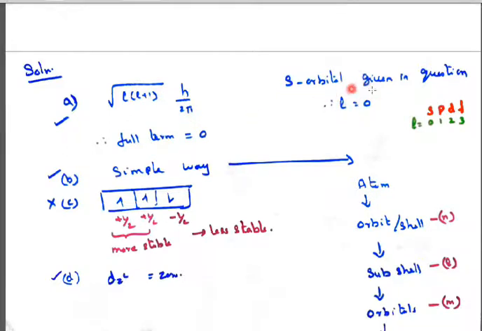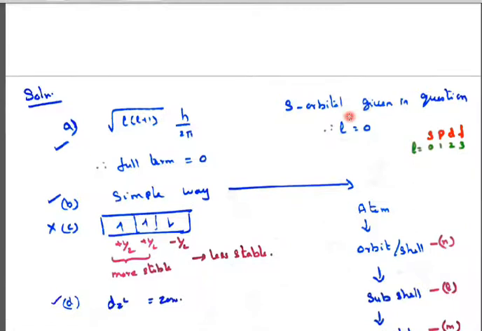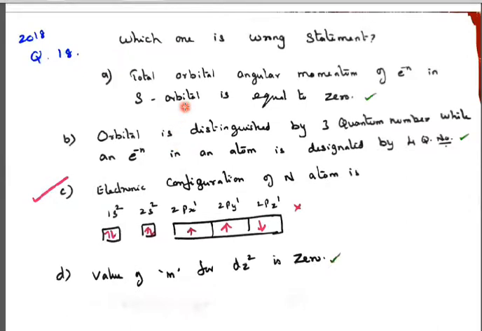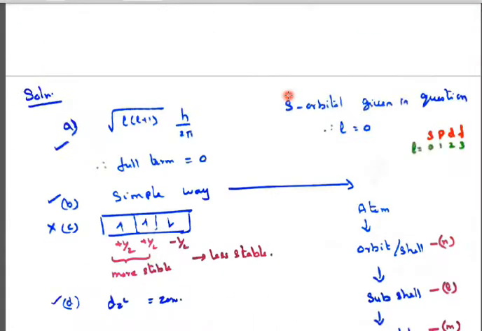The azimuthal quantum number for an s orbital means what? L is equal to 0. So if L is equal to 0, the full term becomes 0. Here L is the angular momentum. For an s orbital, L is equal to 0 only, so the full term becomes 0.